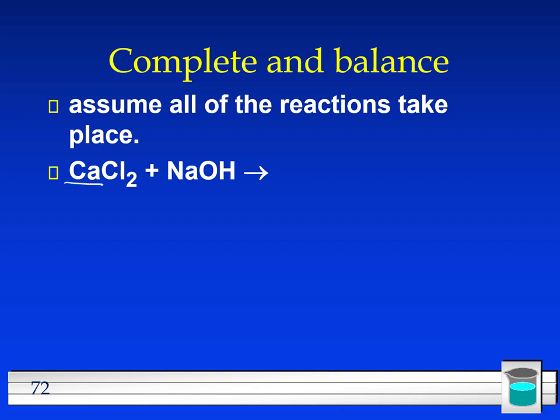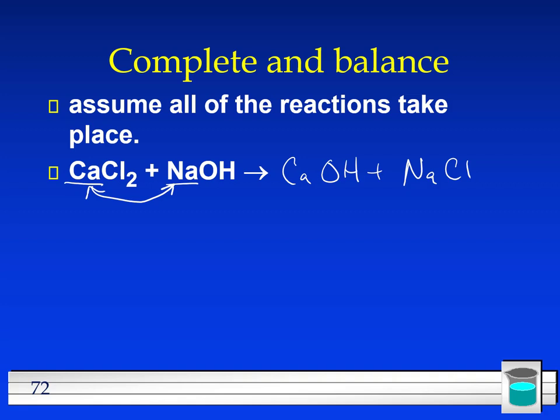Okay. The positive pieces are the pieces in front, the calcium and the sodium. The calcium is going to replace the sodium, and the sodium is going to replace the calcium. They replace each other. So the calcium was next to chlorine. It's going to end up next to OH. The sodium was next to OH. The sodium is now going to be next to Cl. I did my double replacement. Now I need to do the next step.